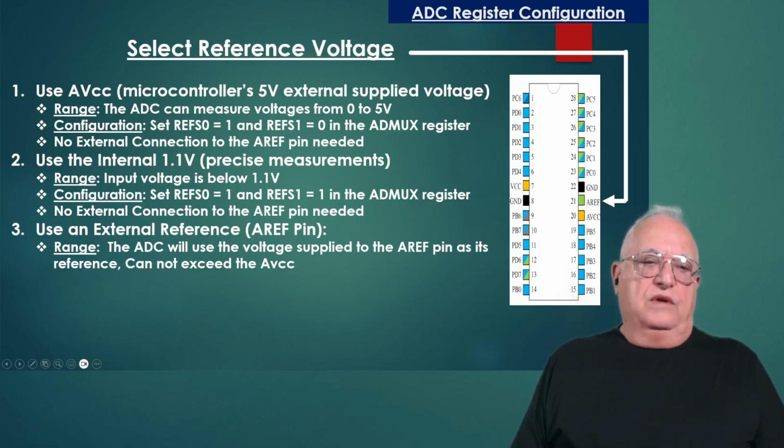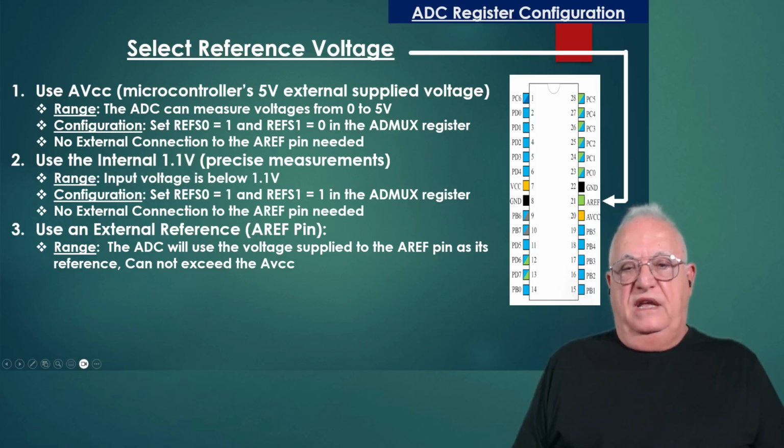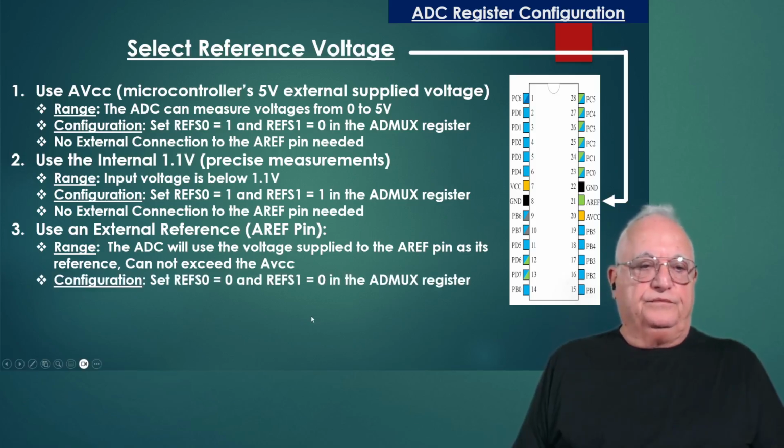Now let's look at what happens if we plug in an external source. The range, the ADC will use voltage supplied by the AREF pin as its reference, which cannot exceed the AVCC. So you can input any voltage, however it has to be lower than the AVCC. And I don't say 5 volts here because sometimes some of the microcontrollers are powered by 3 volts. But in our case it would be 5 volts.